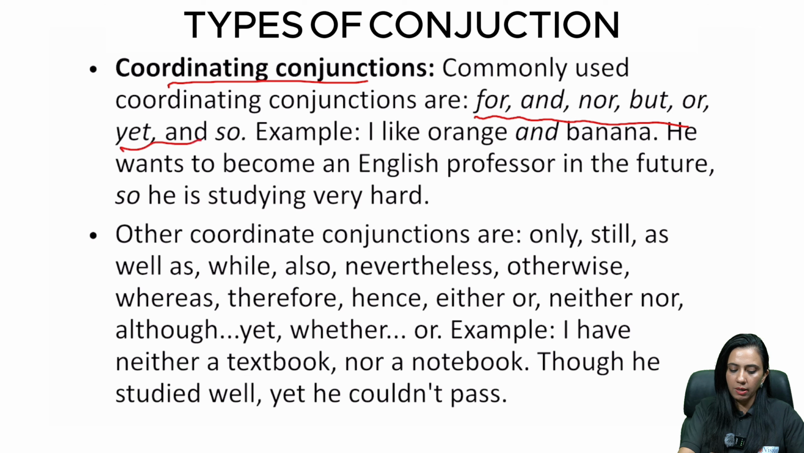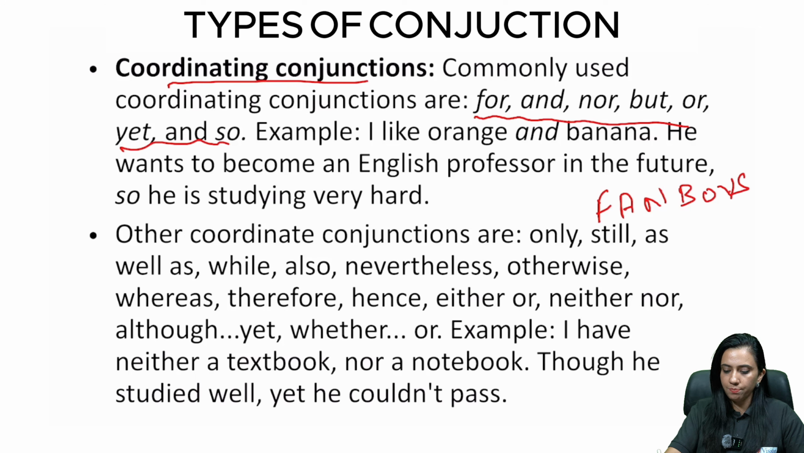Okay, so mnemonics we can talk about. This is FANBOYS. So the mnemonic means for, and, nor, but, or, yet, so. So these are the coordinating conjunctions which we're talking about. We can use these things as conjunctions. Then we are having other conjunctions as well, like while, also, nevertheless, otherwise. Let's see an example so that you can understand in a better way.